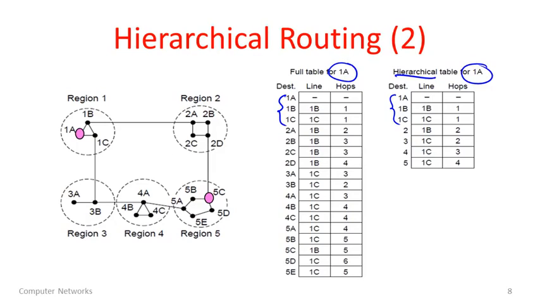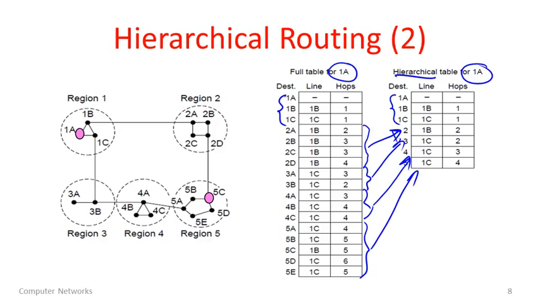If you look at the full table, it had 4 entries for region 2. That's collapsed into a single entry. We don't care about differences here. We just want to know which way to go to get to region 2. Similarly, region 3 has been collapsed into a single entry, and region 4 and region 5. Oops, my arrows are a little off there, but you get the idea. So we now have a much smaller table. We can also use it to route.